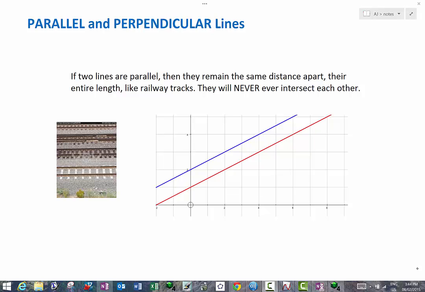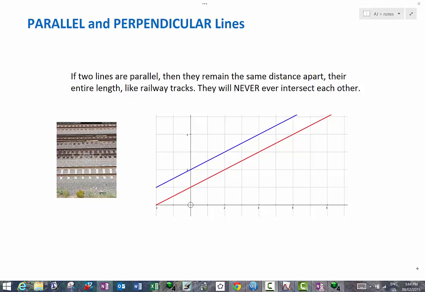In this video we're going to look closely at parallel and perpendicular lines, mostly perpendicular lines. But first let's talk about parallel. We know what parallel lines are intuitively. They're railway tracks and telegraph wires, and they're lines which remain the same distance apart to their entire length. They will never ever cross each other, and they'll never ever get further apart from each other.